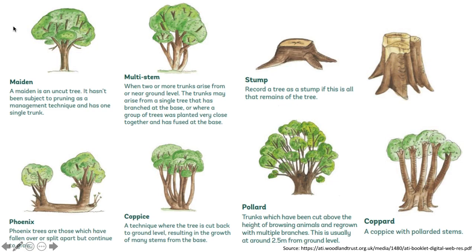But actually, moving on to the last tree form that we've got bottom right, you can have a kind of in-between tree that's called a coppard. And this can be a coppice with pollarded stems. And I thought that was a nice illustration of those three, just to give you a definitive guide on what those should look like. So as I said, trees come in a wide variety of shapes, and this often depends on their age and then also how they've been used or managed over time.